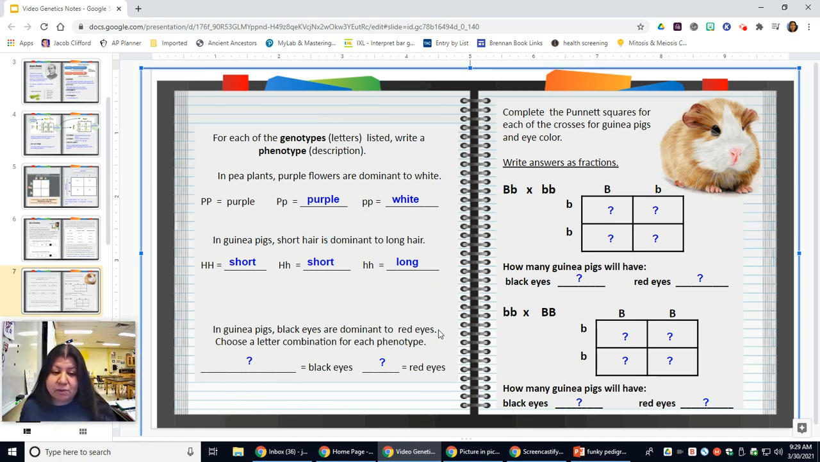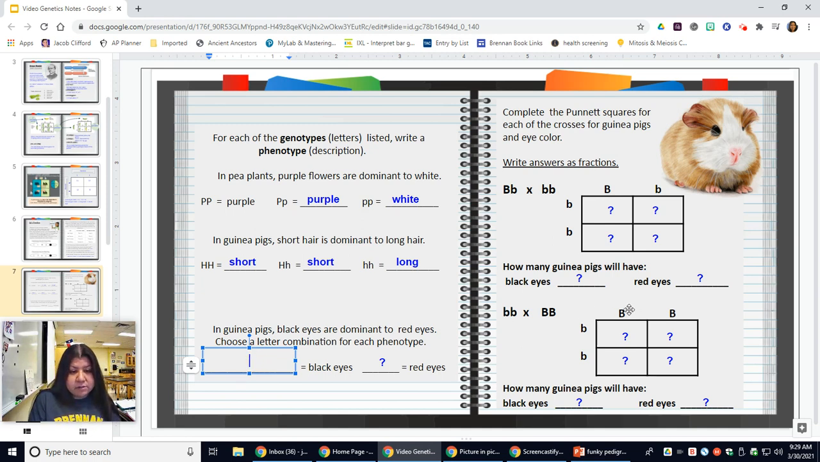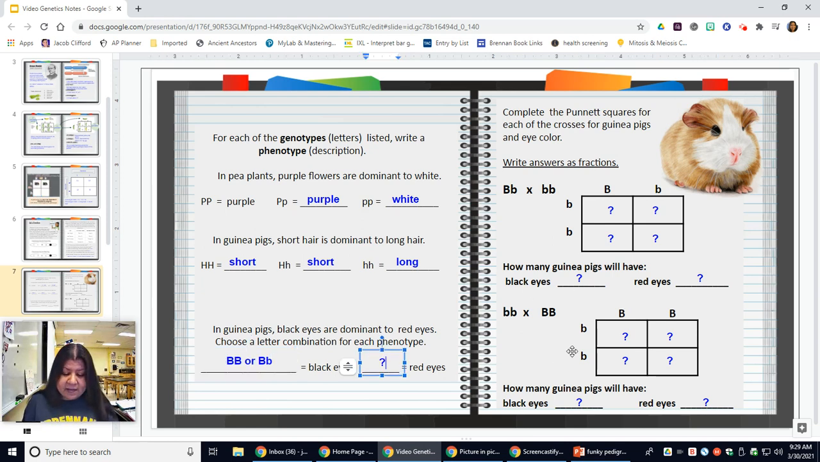In guinea pigs, black eyes are dominant to red eyes. Choose the letter combination for each phenotype. So we can pick whatever letter we want. I'll use the letter B since black eyes are dominant. So our two genotypes that are possible are big B, or big B, little b. The only way you can have red eyes is if you have little b.